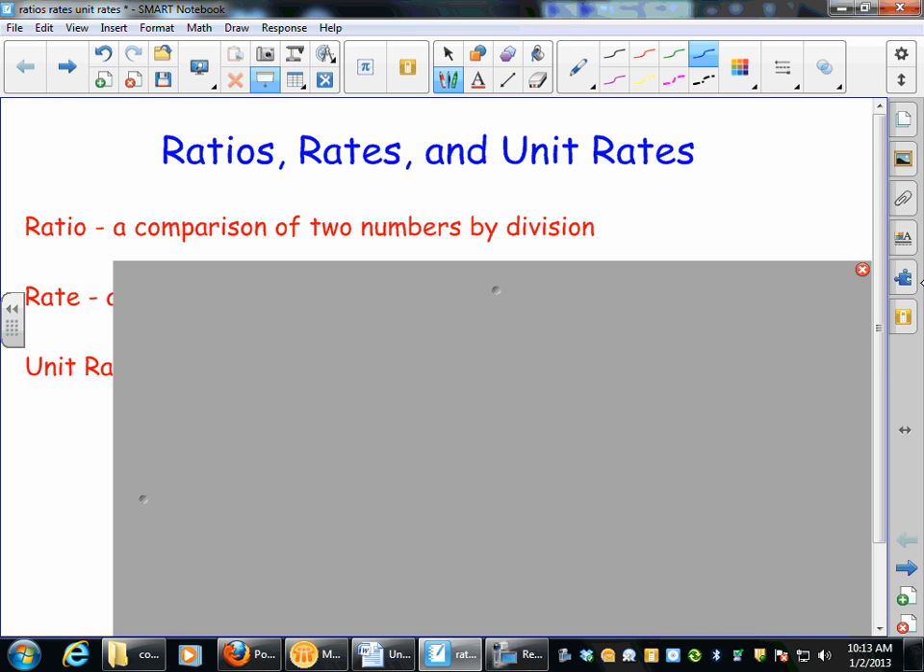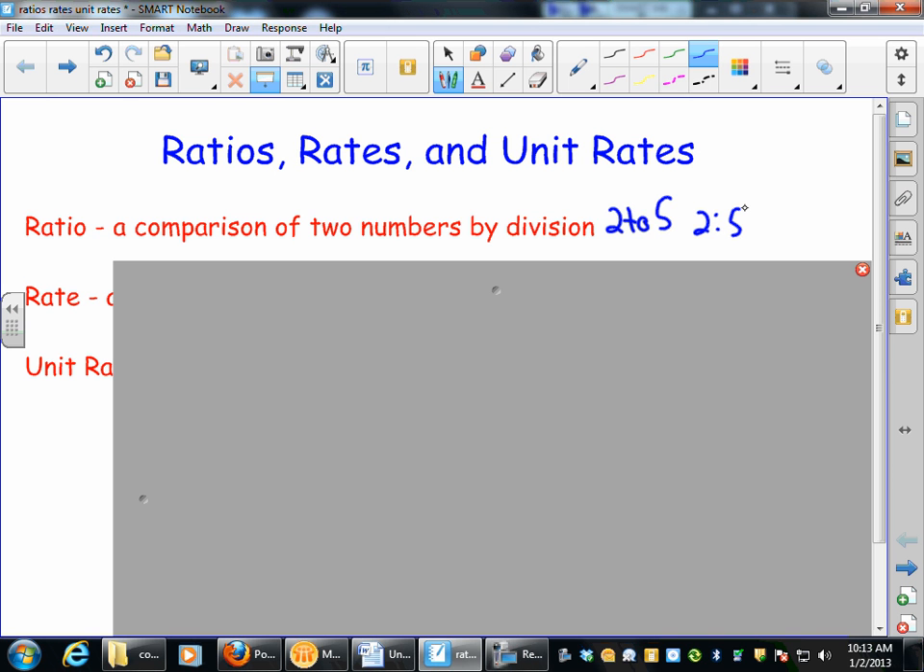Okay, and there are a couple ways that you can write ratios. One of them is to use the word to. You write 2 to 5. You're comparing 2 and 5. That's a ratio. Another way is to write it with a colon. You still read it as 2 to 5. It's just a different way of writing it.